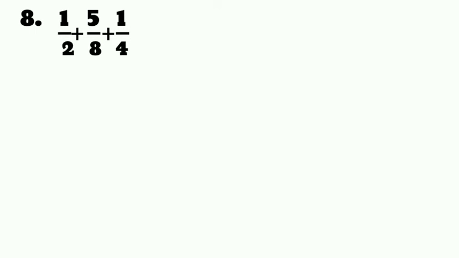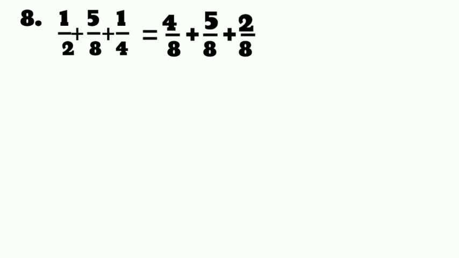So, let's solve. 8 divided by 2 is equal to 4. 4 times 1 is equal to 4. 8 divided by 8 is equal to 1. 1 times 5 is equal to 5. 8 divided by 4 is equal to 2. 2 times 1 is equal to 2. So, pwede na natin siyang i-add. 4 plus 5 plus 2 is equal to 11. And then, copy lang natin yung denominator. So, our final answer is equal to 11/8.